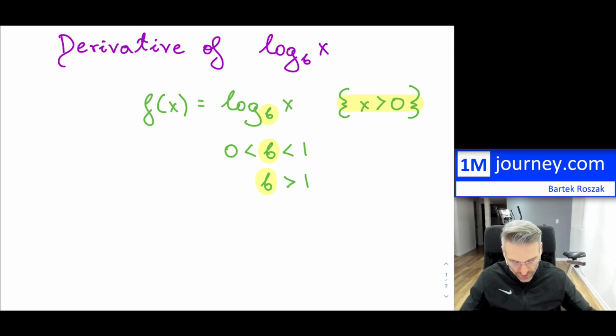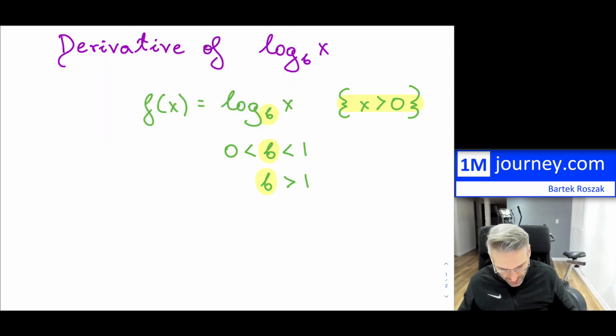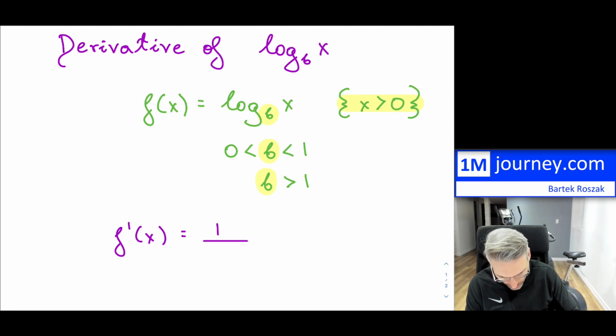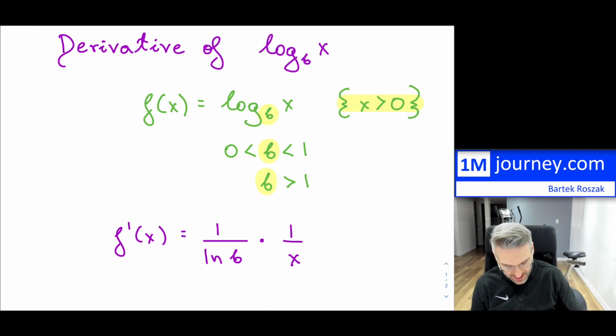It turns out that the derivative of this function is actually equal to 1 over ln of b, multiplied by 1 over x. That's what the derivative is. Now, the question arises, why? Why is this actually the derivative? Sure, I can memorize this, but where does this come from?